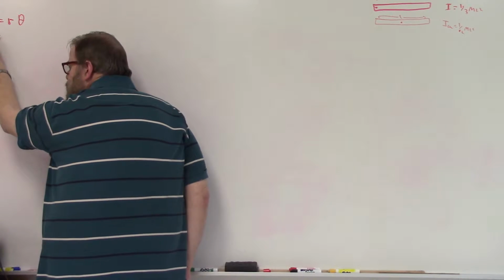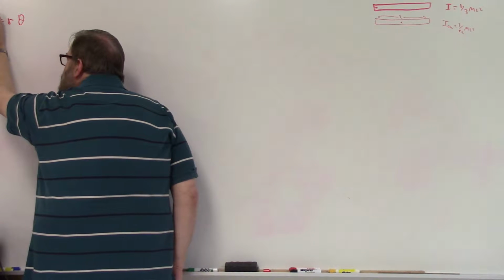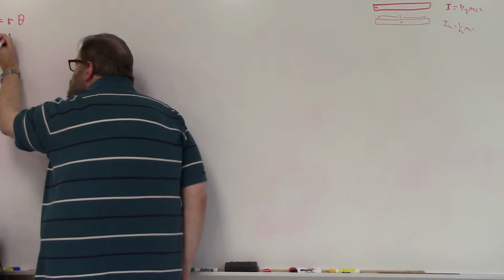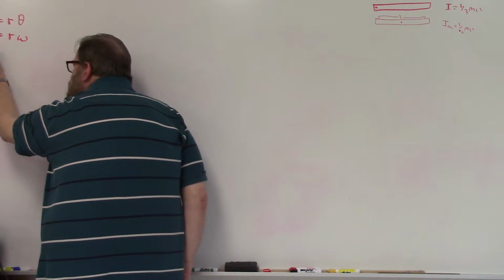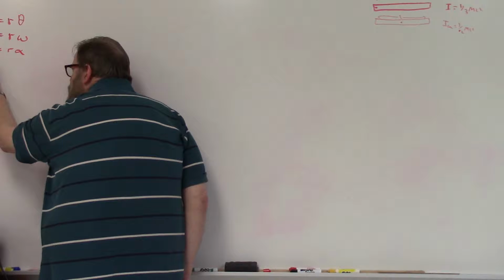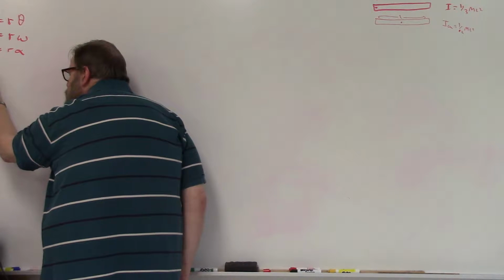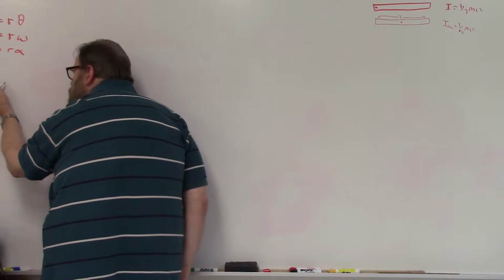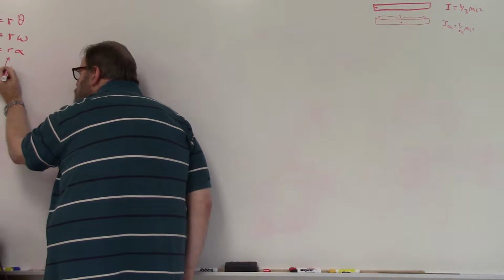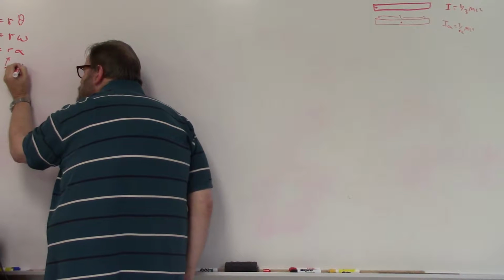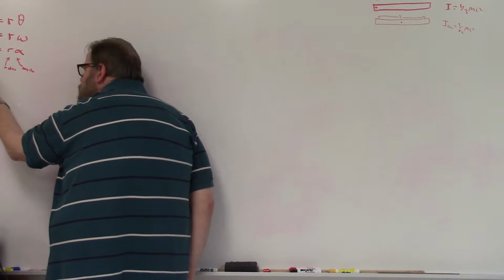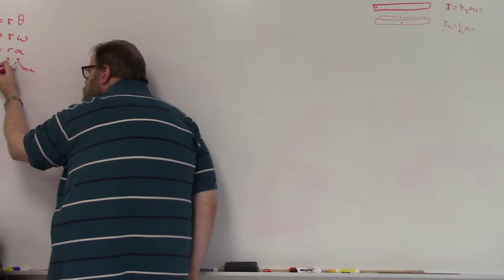You probably learned this in your pre-calc class as s equals r theta, instead of d equals r theta. And then we have velocity is equal to r omega, and acceleration is equal to r alpha. And the basic idea is this column here is your linear quantities, and they're equal to the radius times the angular quantities.